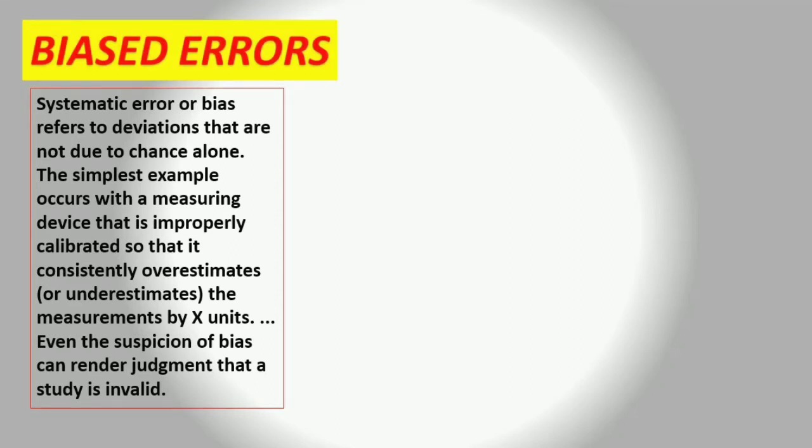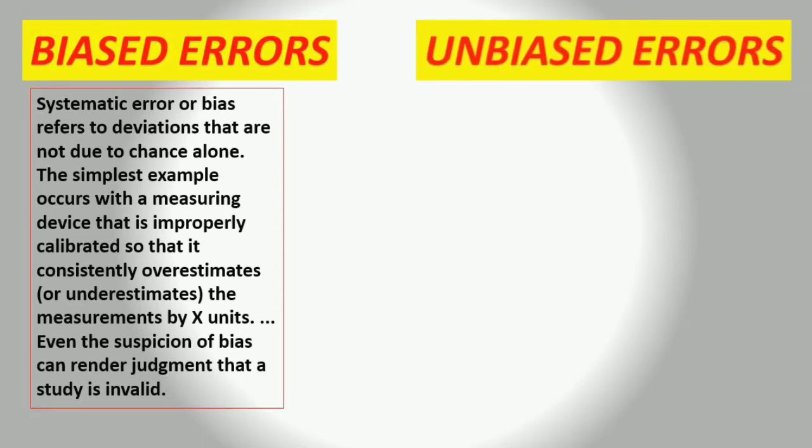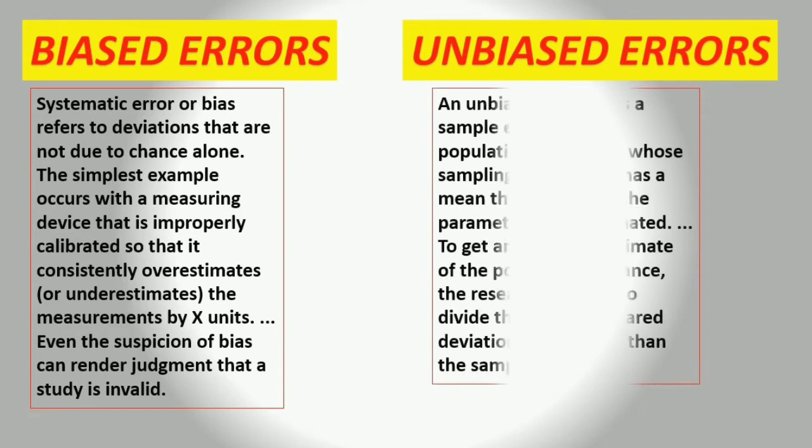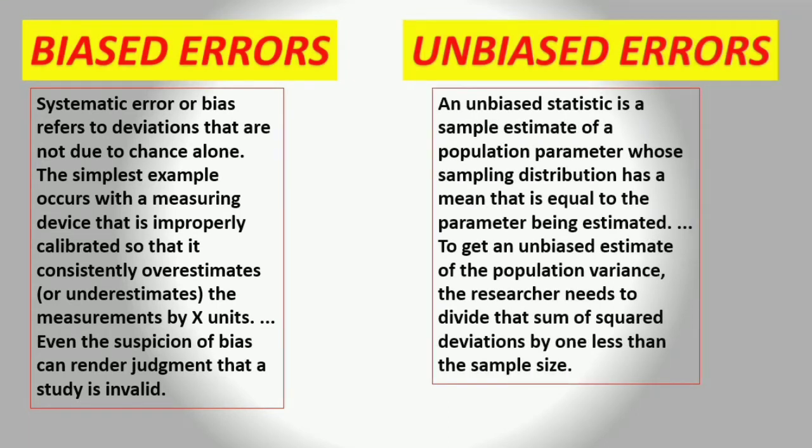Now the unbiased error: it is a sample estimate of a population parameter whose sampling distribution has a mean that is equal to the parameter being estimated. To get an unbiased estimate of the population variance, the researcher needs to divide the sum of squared deviations by one less than the sample size. Okay, so this is about biased error and unbiased error.